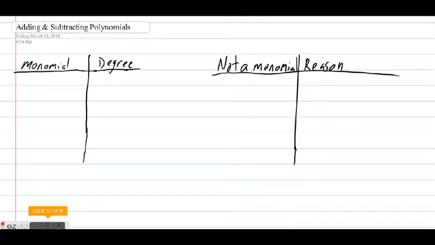Alright, so we're going to be adding and subtracting polynomials. Now, as you can see, there's a few things that we have to learn about polynomials before we start adding and subtracting. So, monomial. Monomial is a form of a polynomial. And here's a few examples.